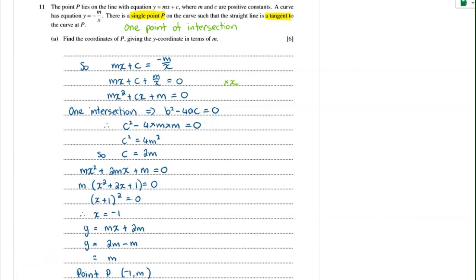All we have to do now is write the answer. For part B, they tell us there's a normal at the point P which intersects the curve again at another point Q, and we have to find the coordinates of Q. Well, in part A they told us the line is the tangent, and so the gradient of that line is the gradient at point P. The normal is the perpendicular gradient, and so that's going to be negative 1 on m. And we found the point P before in part A, which is negative 1 and m.